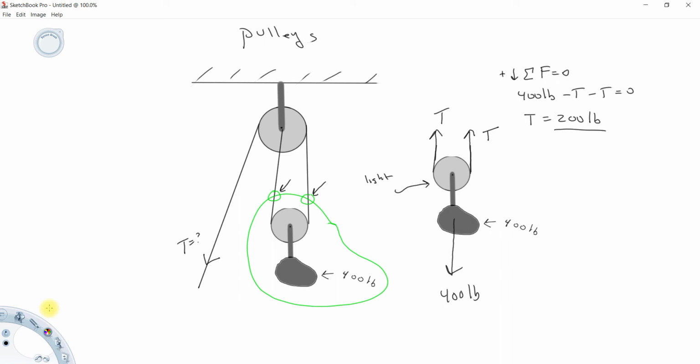It might seem like magic, but I would like to point this out. Yes, the 200-pound force here will keep static, or let's say lift a 400-pound object. But there's a little bit of a give as well. If we wanted to lift that object, say 2 feet, we would have to pull on this rope in this case and make it move 4 feet.